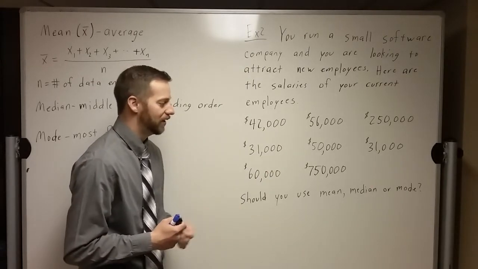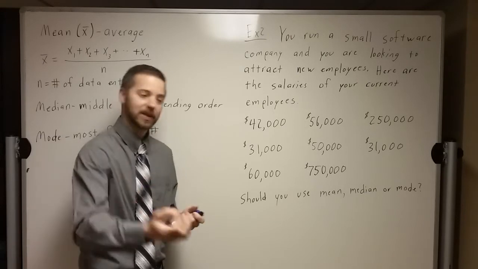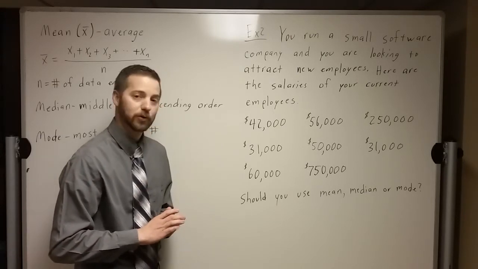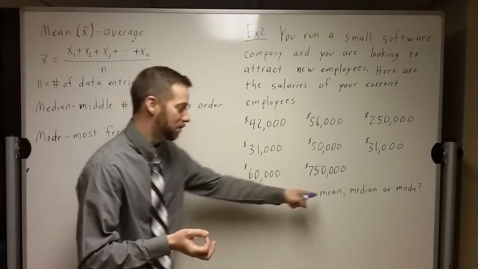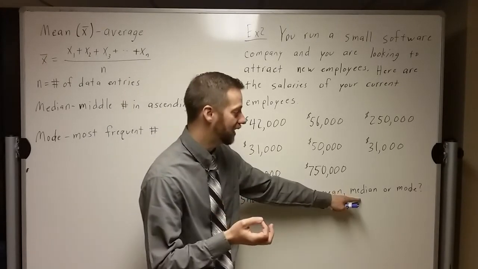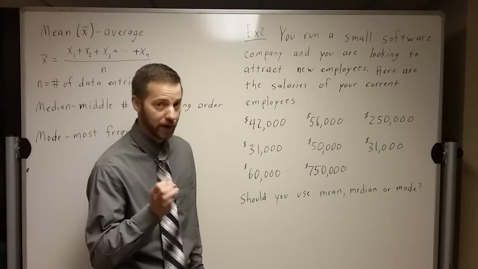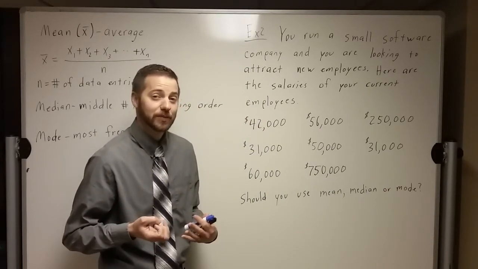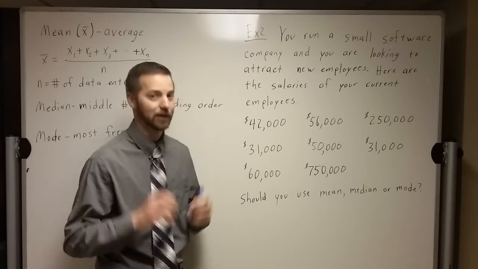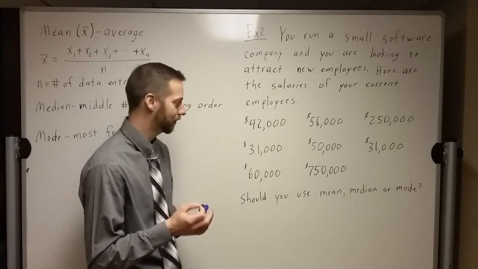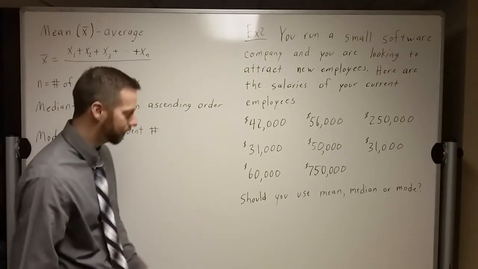So the question I have is, what should you report? Let's say you're posting this on some website to attract employees. Should you post the average or mean income? Should you post the median income? Or should you post the mode income? Now remember, if you're the owner and you want to attract employees, you want the income to seem high. You want this average, or typical, salary to seem high. So let's compute all three of these and see which one would be best for you.